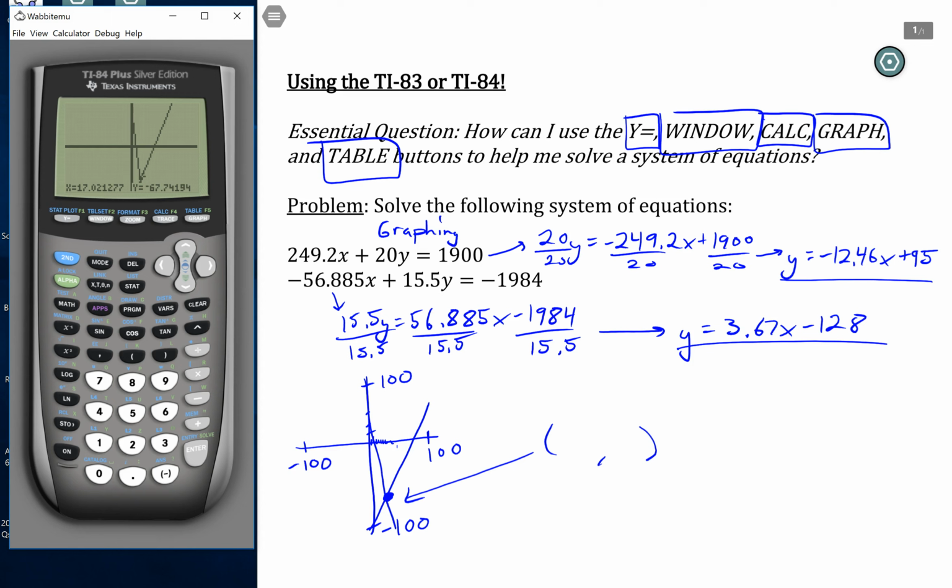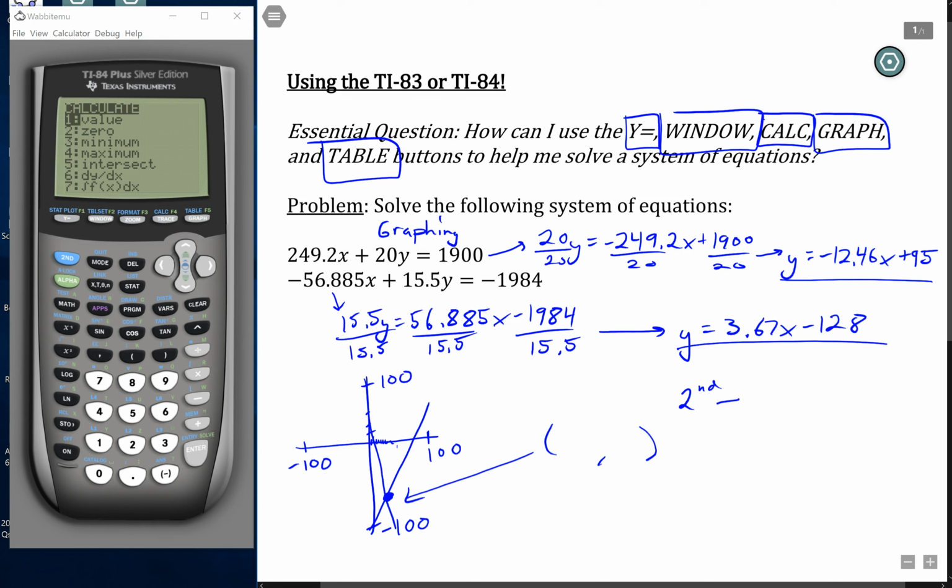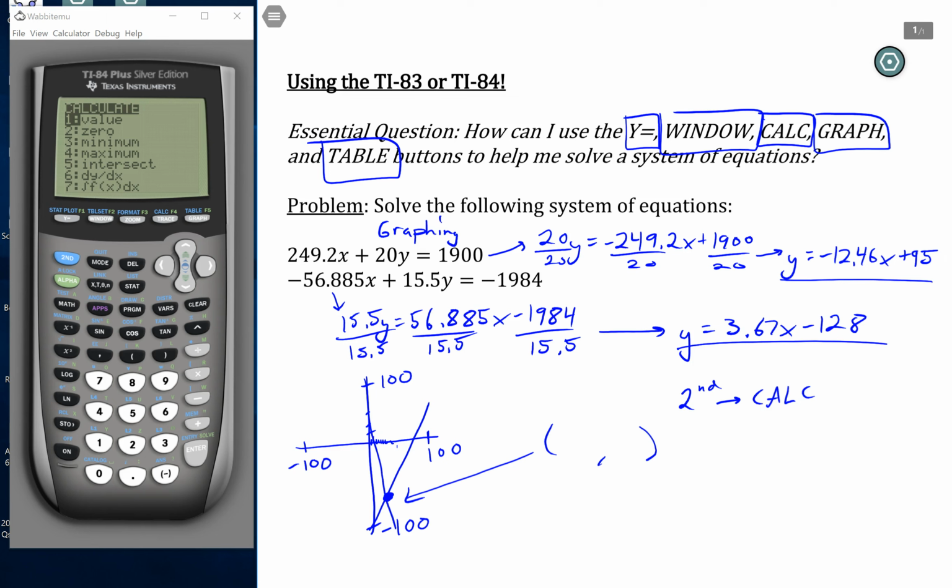So here's what you do. I want to go into the calc menu. The calc menu has many, many interesting functions. So I'm going to hit second calc. The reason you have to hit second is because calc is not actually a button. Calc is the little blue part above the button. You have to hit second to access it. So let's take a look at these functions.